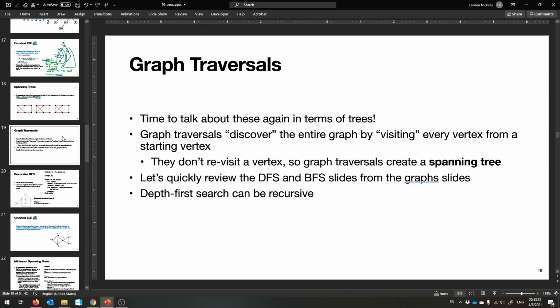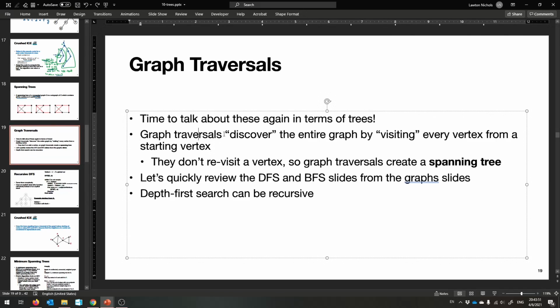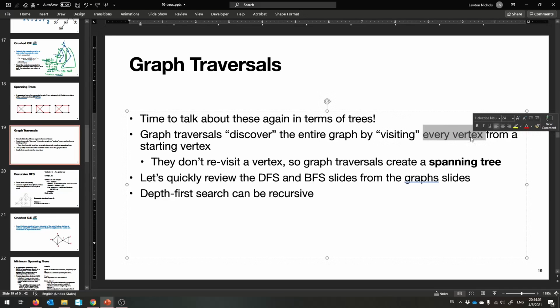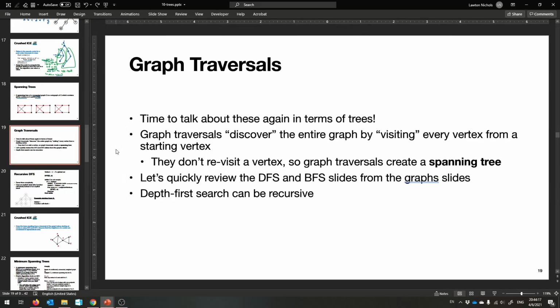Remember the graph traversals from the graphs slides? We actually made spanning trees out of graphs with those traversals. All of our graph traversals, breadth first search and depth first search, discovered the entire graph. They looked at every node, they visited every vertex, right? And one key thing of our graph traversals that we know and love is that they never revisited a vertex, which means that they are making a spanning tree. We visited everybody, so we were connected.